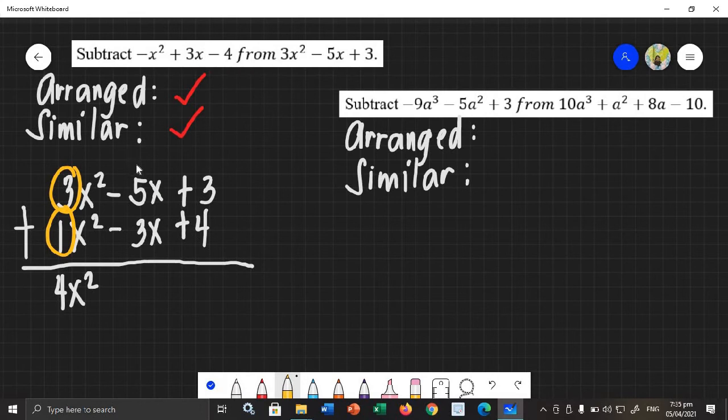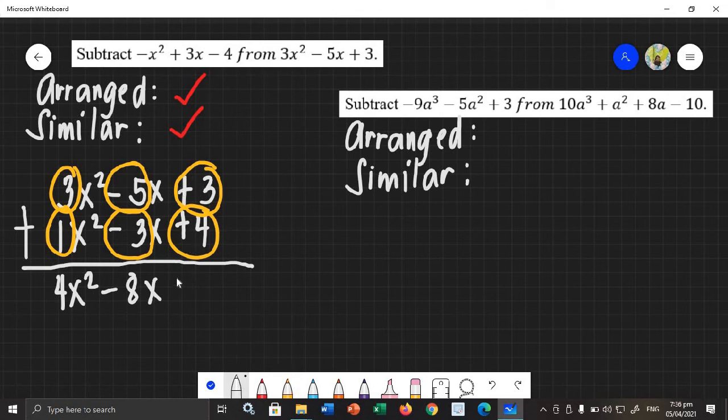And then next, we will be adding negative 5 and negative 3. Negative 5 plus negative 3, the answer is negative 8. So, just write minus 8, and then copy the literal coefficient, which is x. And then lastly, we will be adding the constant, which is positive 3 and positive 4. So, 3 plus 4, that will be equal to positive 7. So, write nyo lang dyan, plus 7. And that will be now the difference for example number 3. We have 4x raised to the second power minus 8x plus 7.